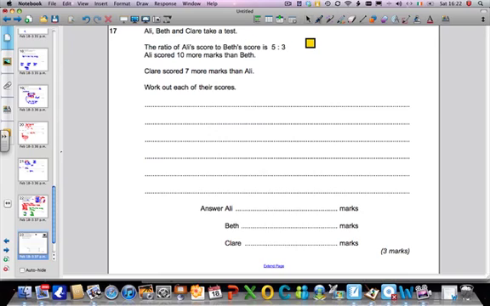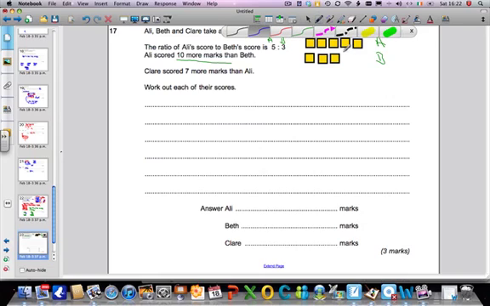Ali to Beth, so that's Ali. Ali got 5 parts, Beth got 3 parts, so Ali got 1, 2, 3, 4, 5. So Ali got 5 parts. Beth got 3 parts, 1, 2, 3. And right, so let's just highlight this. That's Ali. That's Beth. It tells me that Ali got 10 more marks than Beth.